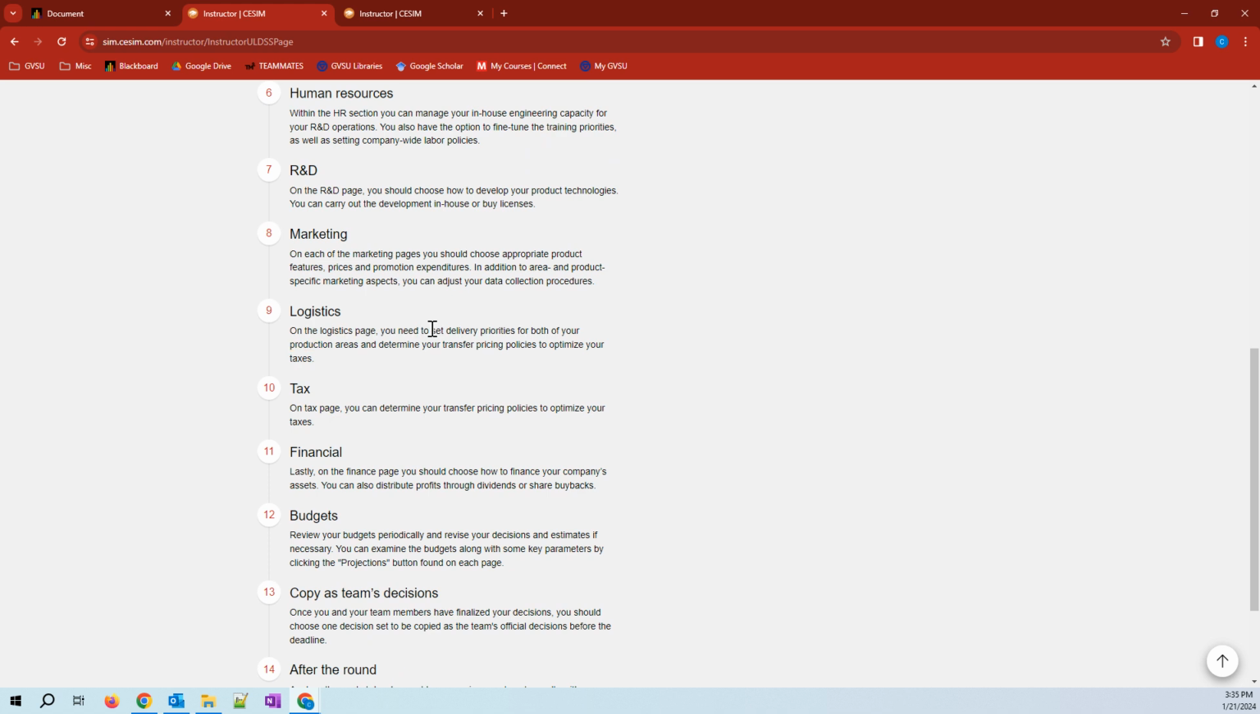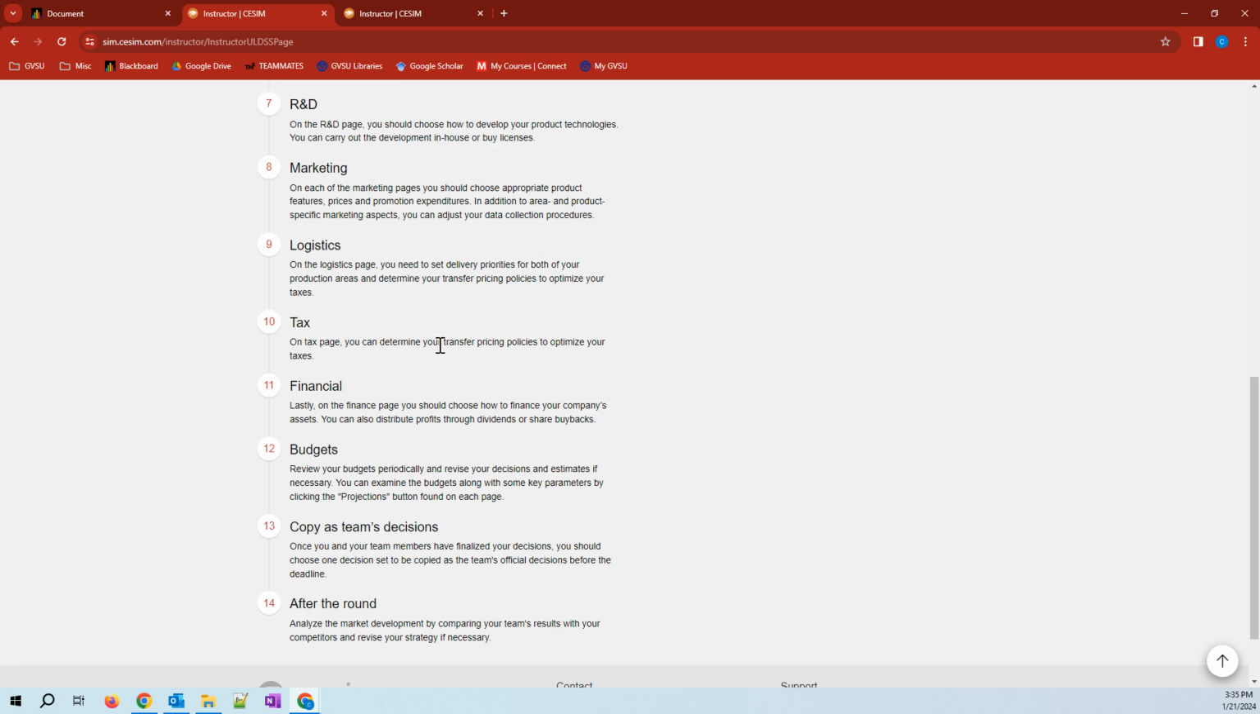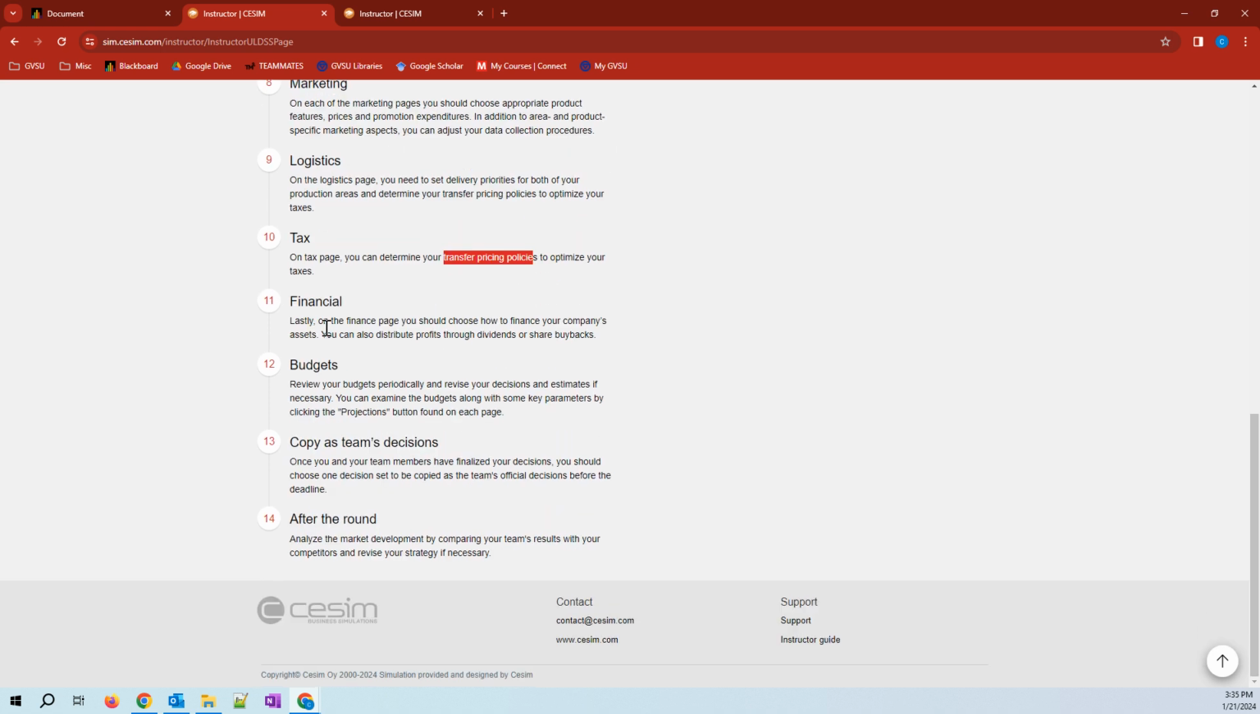After marketing, it's the logistics tab. This is where we set the delivery priorities for both of our production areas. Then we go to the tax tab, where you determine the transfer price. Then we come to the financials tab, where we decide whether we need to raise money, whether we need to distribute money, and so on. After that, we review the pro formas, the budgets, and the projections, and once we are happy, we copy the decisions as the team's decision.